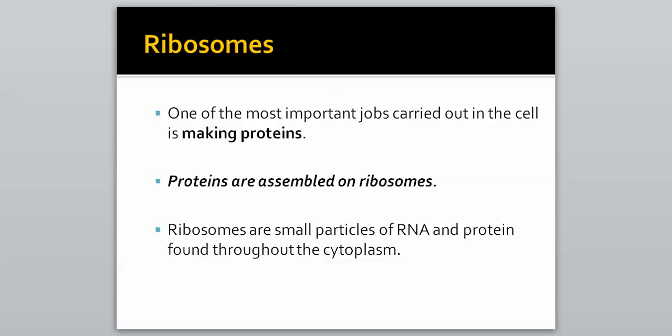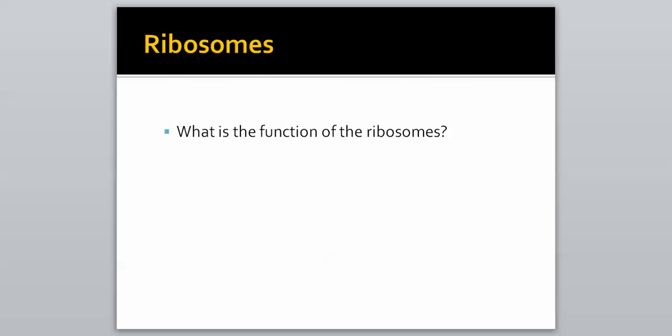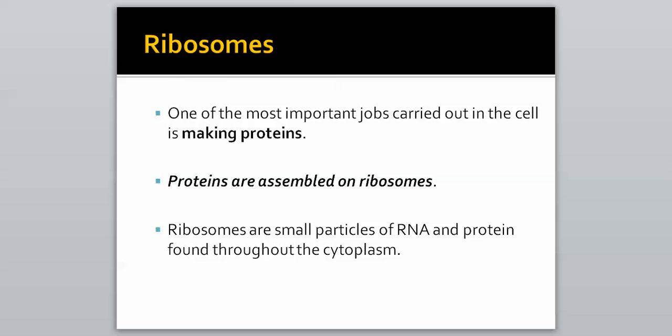And then ribosomes are small particles of RNA and protein found throughout the cytoplasm. So these are going to be floating around everywhere in the cell. And remember that their source is the nucleolus. The nucleolus produces ribosomes. The ribosomes produce protein.